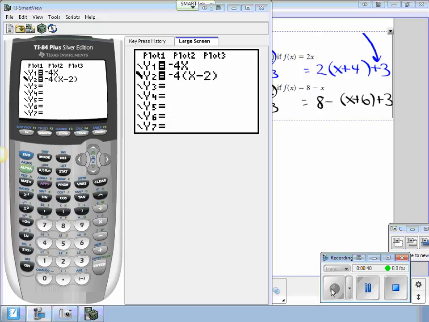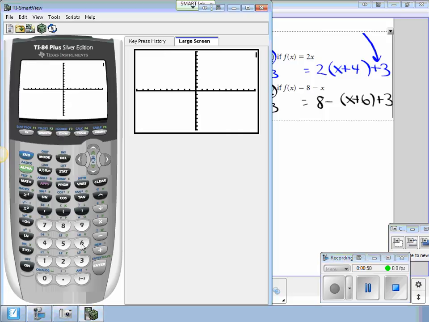Okay, we're back and we have both equations in y equals, one in y1, one in y2. We put y2 on bold so that we can see when we hit graph or zoom 6, there's the first line, there's the second line, and it appears to be shifted right 2. So it's a good way to check to see if you did it right.